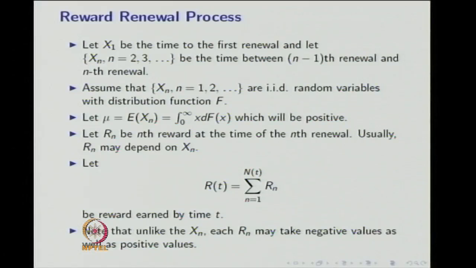So from the renewal process we attach a reward for each renewal, and by defining R of t equal to the summation over n equal to 1 to N of t of Rn, we get what is called a reward renewal process. Note that unlike the Xn, each Rn may take negative values as well as positive values. The Xi's are the inter-arrival times of the renewals, whereas the rewards may take negative as well as positive values.